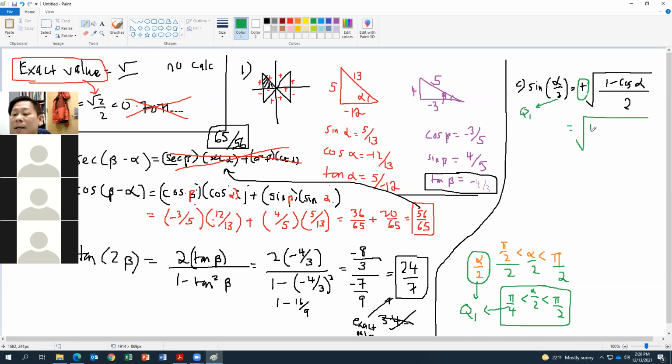So 1 minus cosine alpha. Cosine alpha is this one. So we're going to replace that over here. So that will become plus 12 over 13 because 2 negative becomes positive over 2. Now it's your time to take out your calculator and reduce this fraction inside here. Reduce this fraction inside the square root.